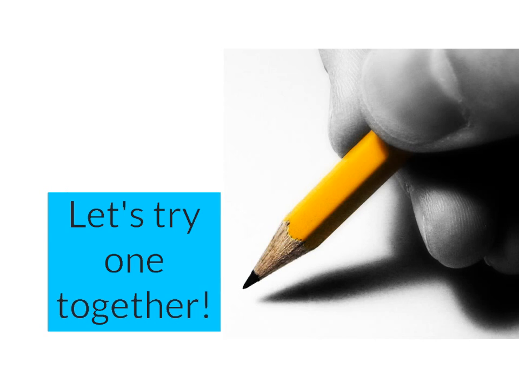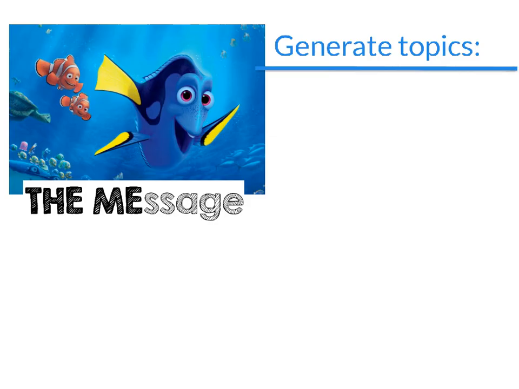So if after going through all that, some of this is still a little foggy to you, let's try one together. So the first thing I need to do after, of course, watching the movie is to begin to generate topics. I need to think, what topics or ideas, concepts are in the movie that I can start to build my theme around? So as I think about Finding Nemo, well, I can think, well, there's friendship in there.